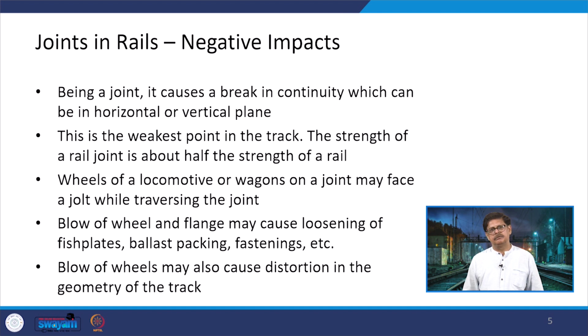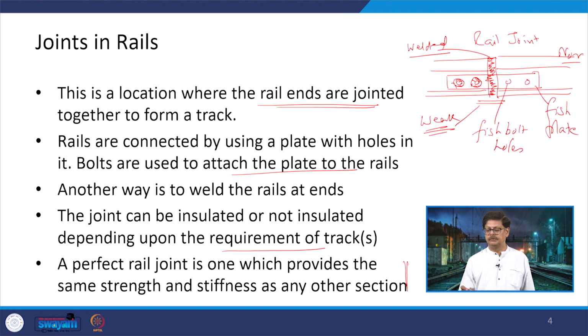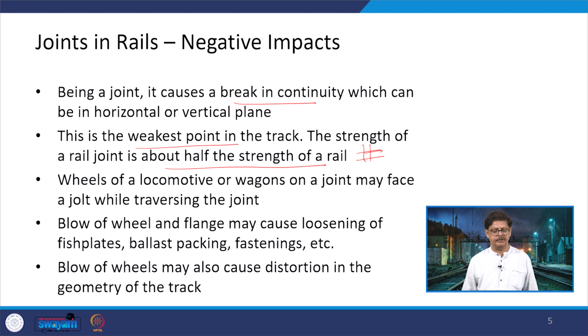Now, what are the negative points with respect to the rails? Because it is a joint, continuity is being broken here. In the vertical and the horizontal plane both, this continuity has been broken, and as soon as it has been broken, it becomes the weakest point in the track. The strength of this rail joint is half the strength of the rail. So, this is an important point: though we should try to make it in such a manner that the strength remains the same as the normal section of the track, it is not happening. It is half of the strength of a rail.